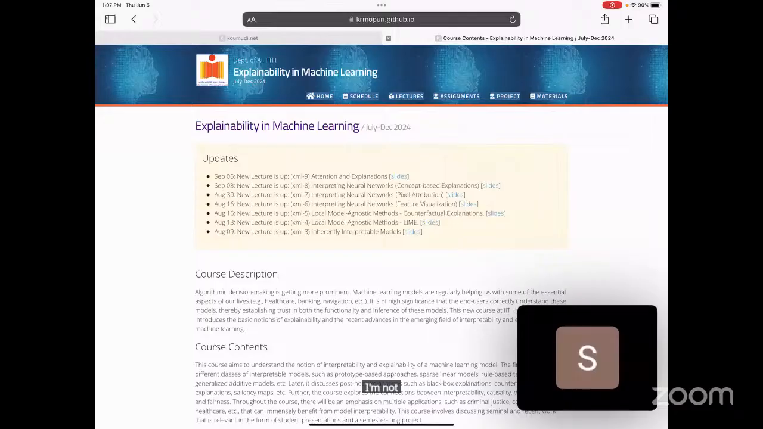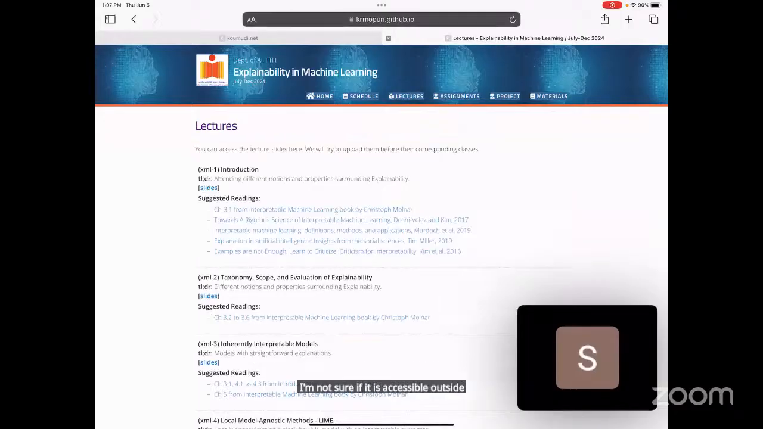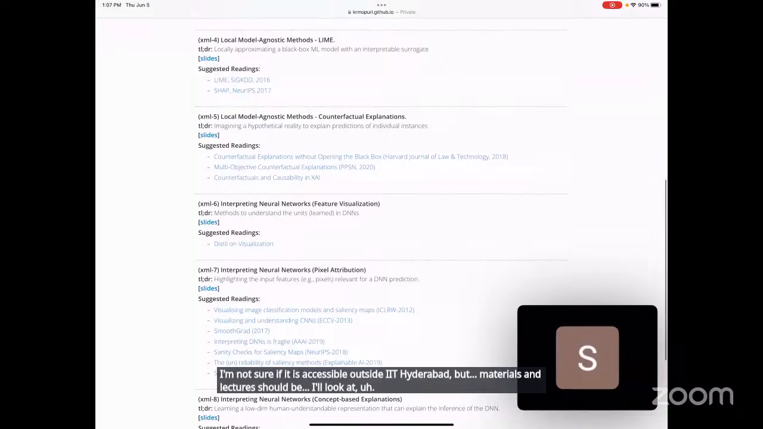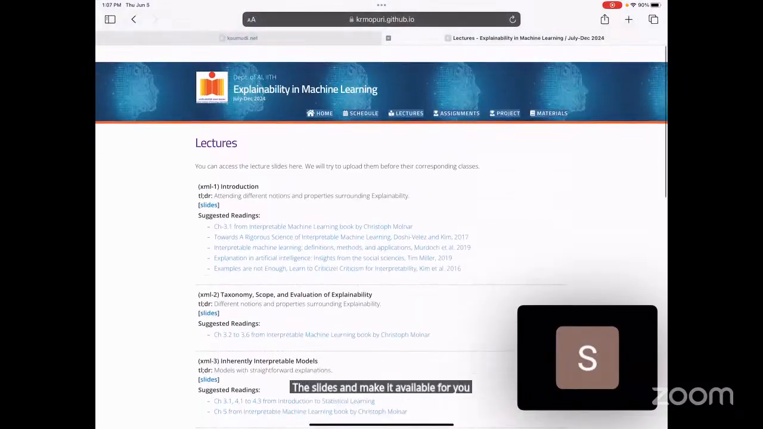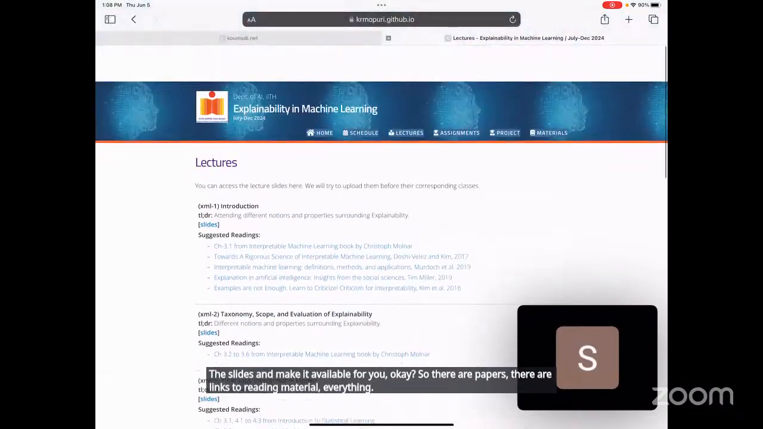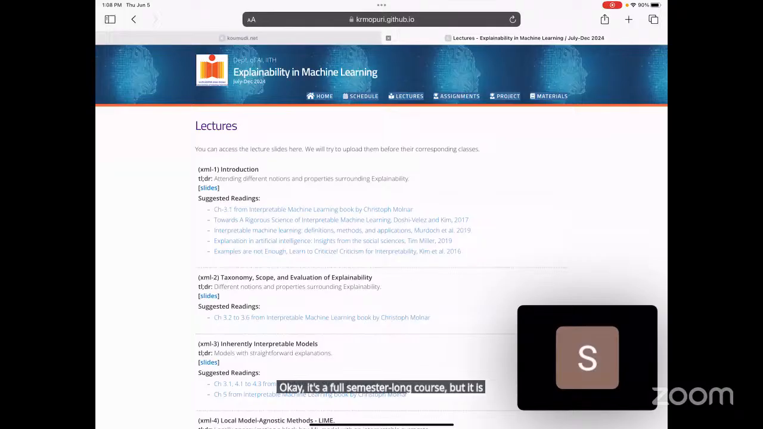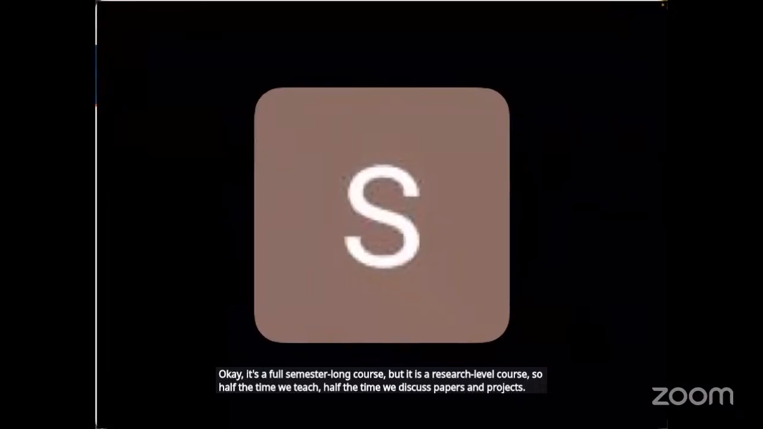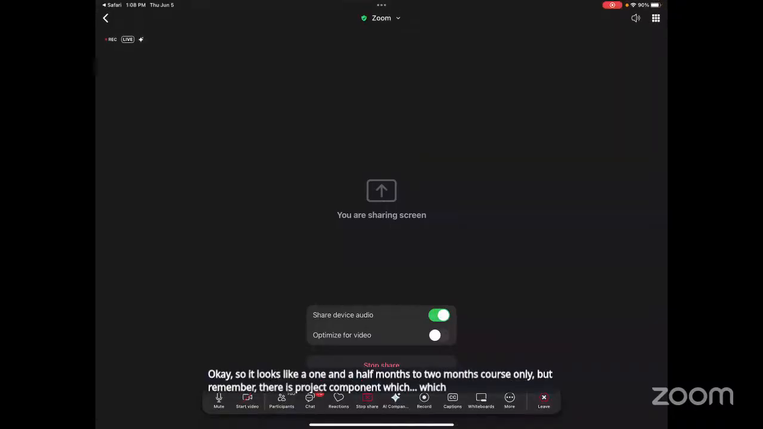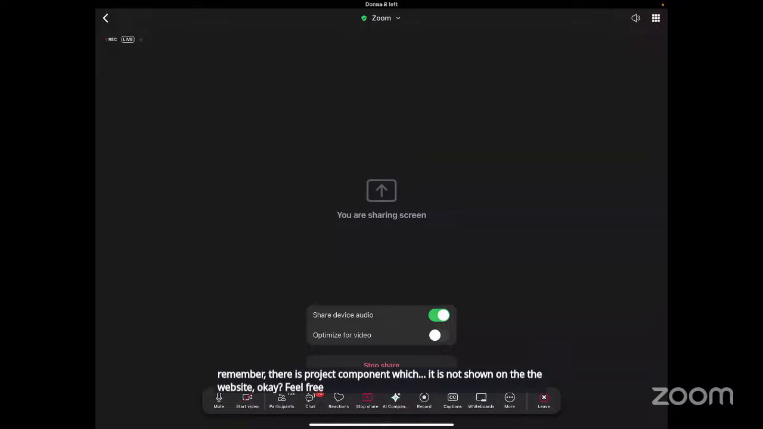I'm not sure if it is accessible outside IIT Hyderabad, but materials and lectures should be. I'll look at the slides and make it available for you. There are papers, links to reading material, everything. It's a full semester long course, but it is a research level course. Half the time we teach, half the time we discuss papers and projects. It looks like a 1.5 to 2 months course only, but remember, there is a project component which is not shown on the website. Feel free to go there and access them.